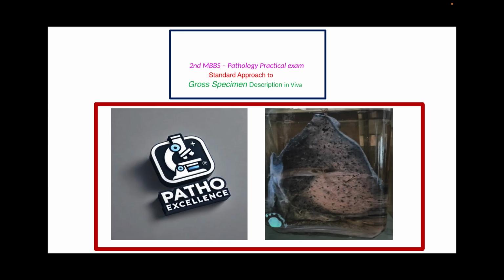Many students lose marks in gross specimen viva not because they don't know the diagnosis but because they do not follow a standard format and they do not reach the diagnosis while describing the specimen. In pathology viva, examiners expect a systemic, structured and professional approach starting from the very first sentence.